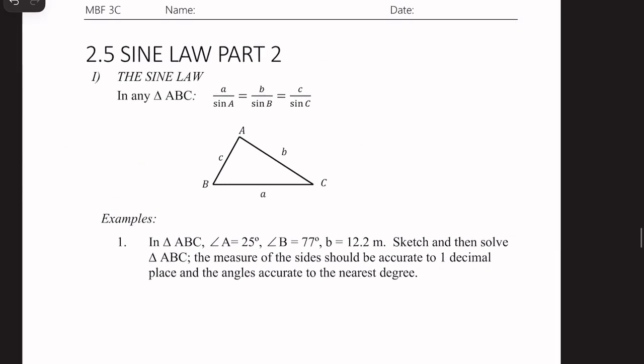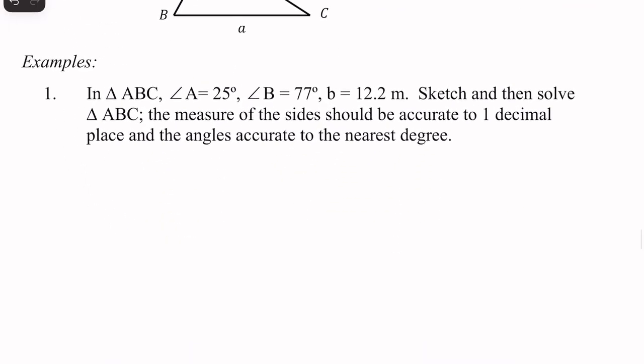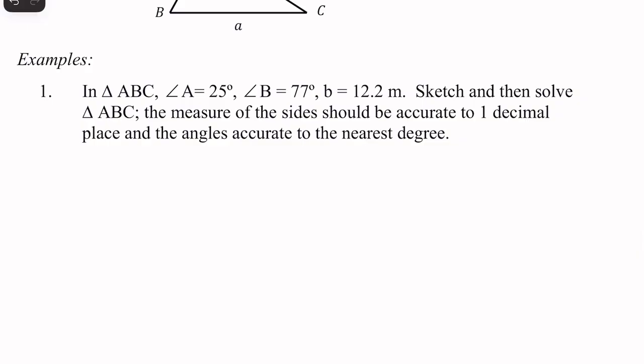So let's jump into a couple of examples. In triangle ABC, you're given these measurements. Sketch and then solve the triangle ABC. The measure of the sides should always be accurate to one decimal place and the angles accurate to the nearest degree. So when you're sketching triangles, you could just draw a generic triangle ABC. But try and get it somewhat realistic, and then you can ask yourself if your answer seems realistic in turn.